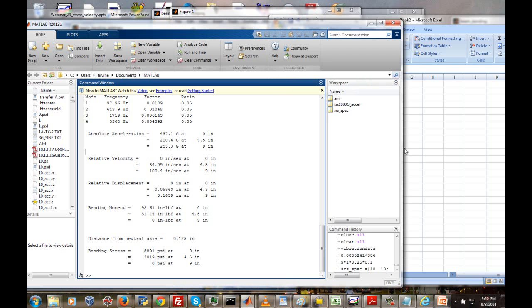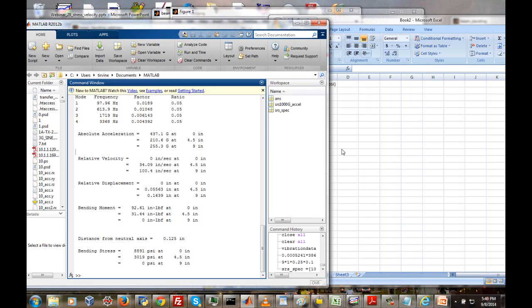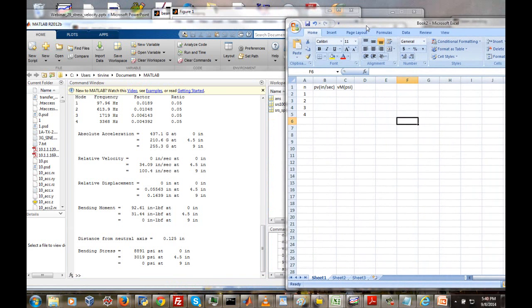In our command window we have some statistics, and what you're going to see is I have 3 locations including the one of interest. So we've got the fixed end at 0, the middle point at 4.5 inches, and the free end at 9. So we have our accelerations, our velocities, our relative displacements, our bending moments, and our bending stress.